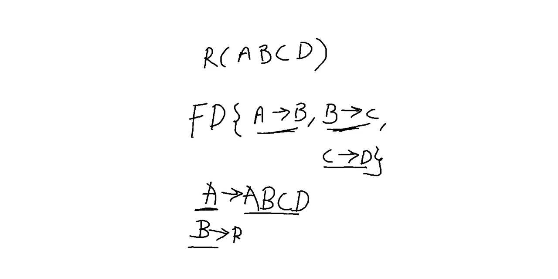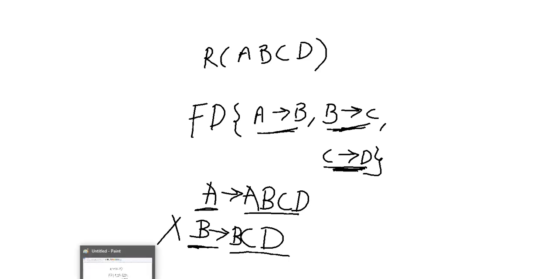B, that is the reflexive property. Using B I can determine C, and using C I can determine D. You can see that using this functional dependency. But can I determine A using B? No, B to C and C to D, but there is no implication from B to A, so we can say that B is not a candidate key.